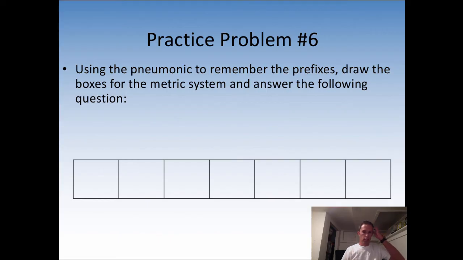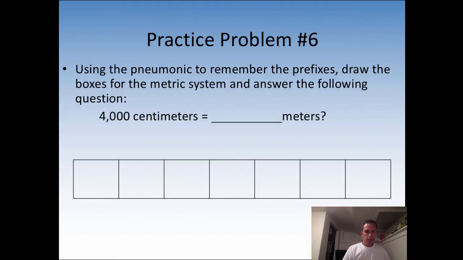Practice problem number 6 says we have 4,000 centimeters and it wants to know how many meters that will be. Killer hippos die by drinking chunky milk. You'll get so used to using the metric system that you won't have to write this out every time, but as you're beginning, it's always a good idea to write this down so you don't move the decimal in the wrong direction or move it the wrong number of times.